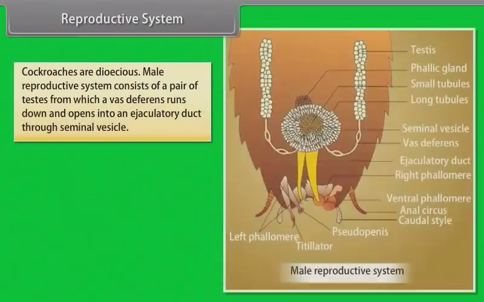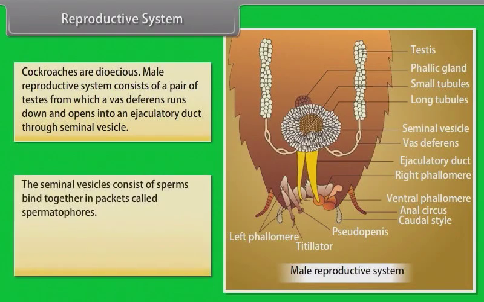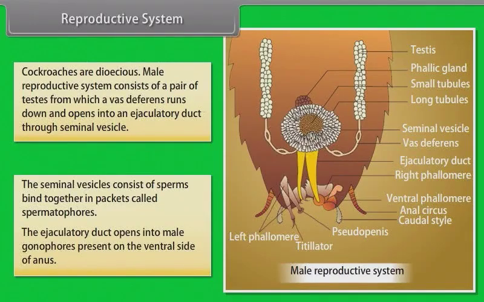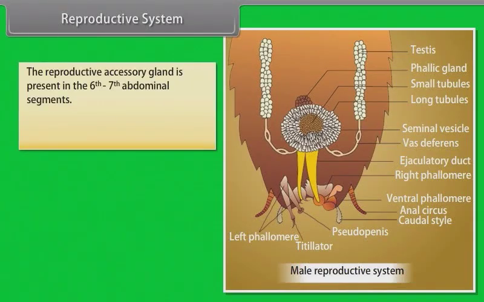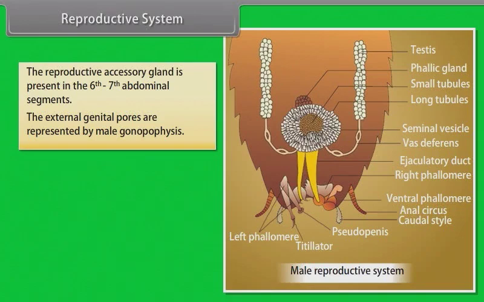Reproductive system. Cockroaches are dioecious. The male reproductive system consists of a pair of testes from which a vas deferens runs down and opens into an ejaculatory duct through the seminal vesicle. These seminal vesicles contain sperms bound together in packets called spermatophores. The ejaculatory duct opens into the male gonopore present on the ventral side of the anus. The reproductive accessory gland is present in the 6th and 7th abdominal segments. The external genital pores are represented by the male gonapophysis.